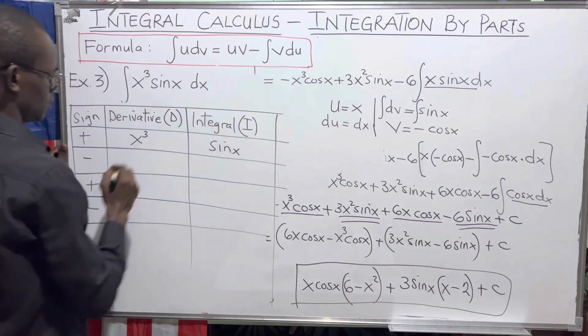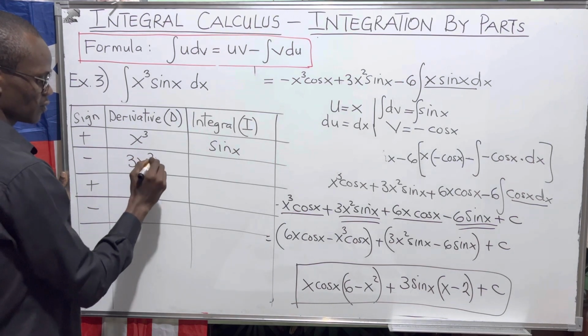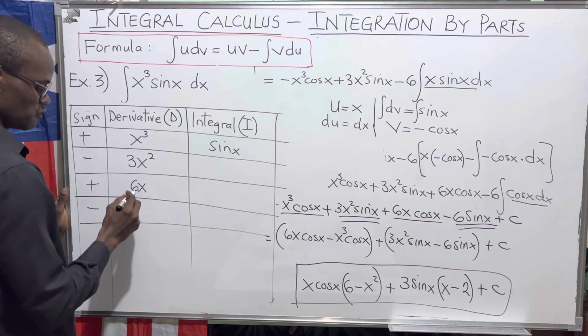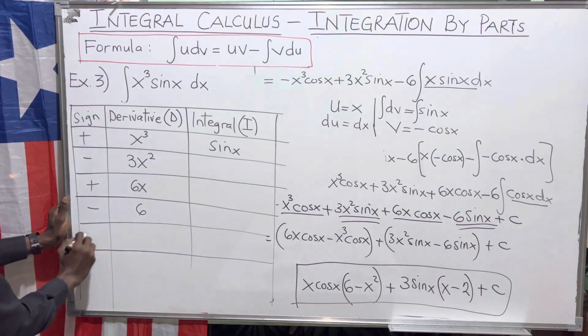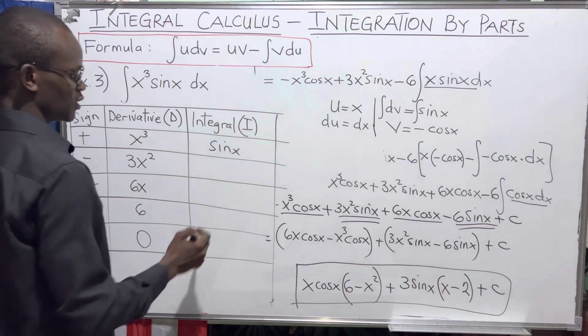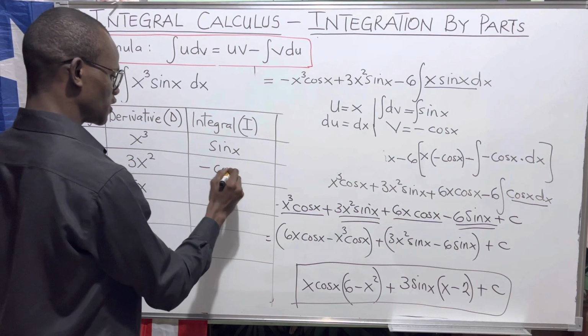So we differentiate this one, it gives us 3x squared. We differentiate again, it gives us 6x. We differentiate again, it gives us 6. We continue for the last time. Positive, we differentiate 6, it gives us 0. Then we integrate sine of x, it gives us negative cos of x.